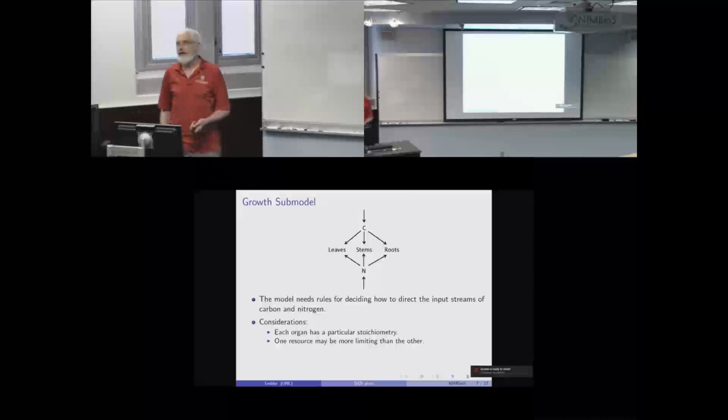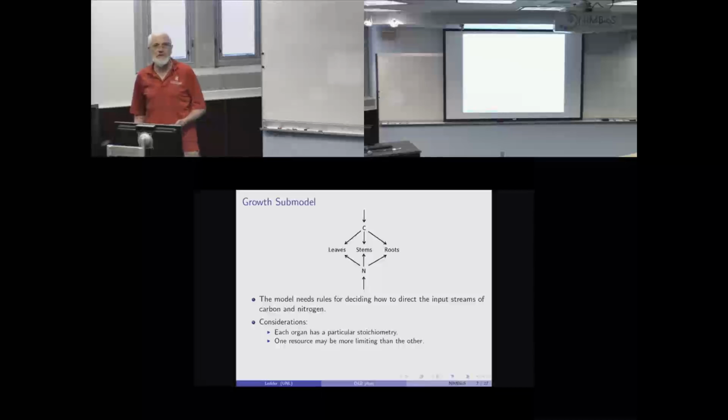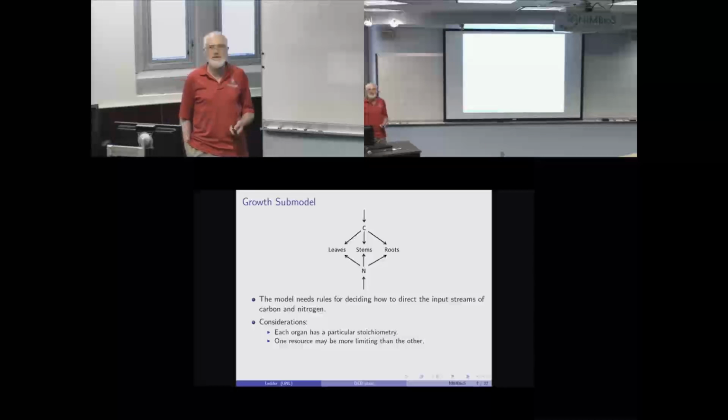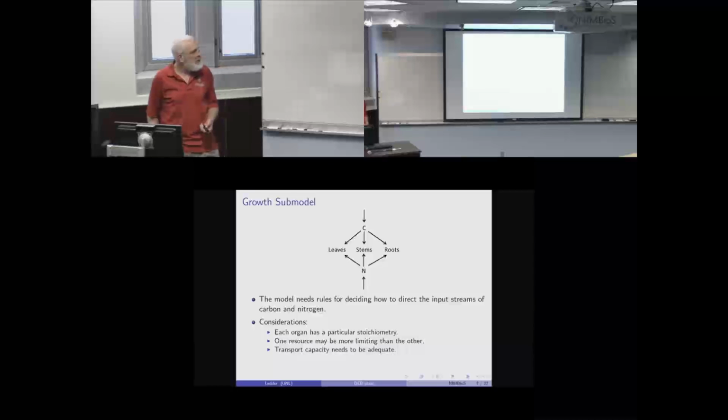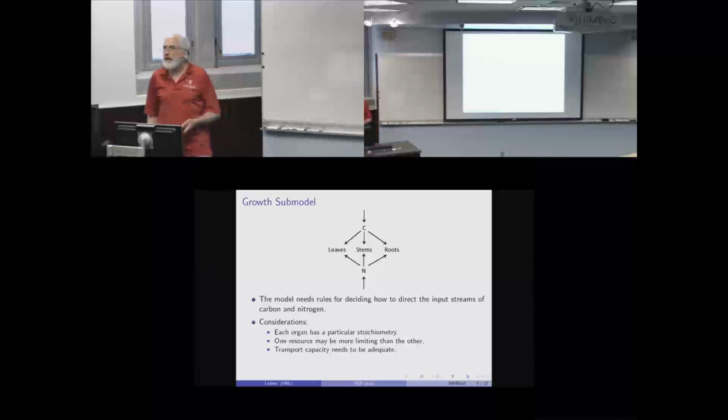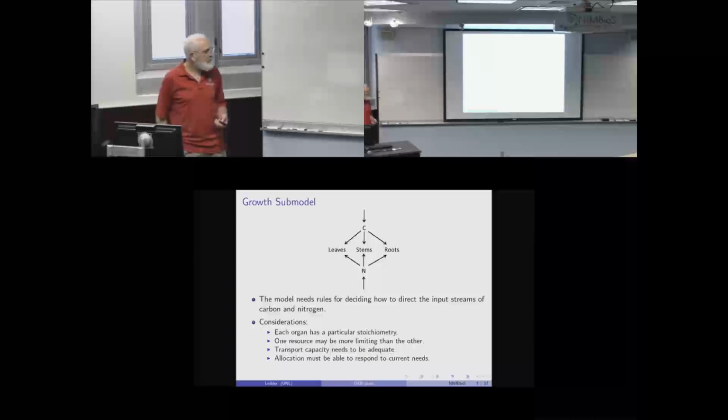But things can happen that can make one resource more limiting, like the leaves falling in the autumn in the temperate zone, or other sorts of things can happen. So at times, one resource may be more limiting than the other. Transport capacity needs to be adequate. We're not going to deal with that in the current model that I'm talking about today, but that is a significant issue for determining allocation rules that we're still working on.